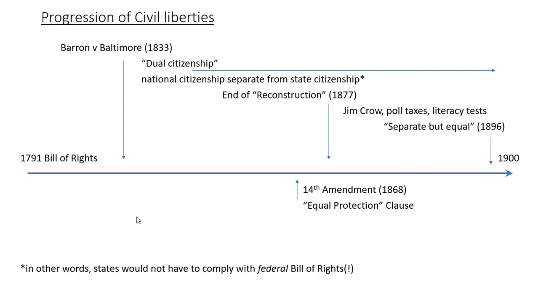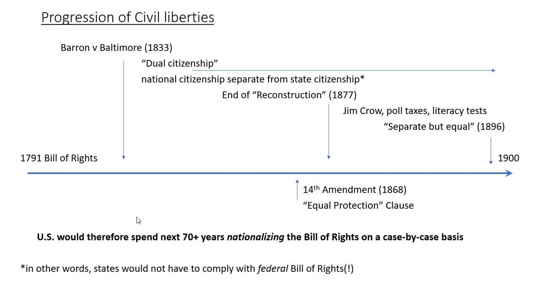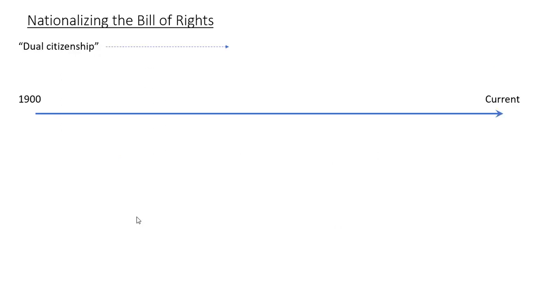As we move on into the next century, what the United States is going to progressively do is, on a case-by-case basis, nationalize the Bill of Rights, primarily by enforcing the Equal Protection Clause, where states would have to comply with the federal Bill of Rights. So now we move on into the 20th century to where dual citizenship is still the norm and discrimination rampant, particularly in the South. Jim Crow laws, separate but equal doctrine, literacy tests, and poll taxes. Now what we'll go through here is a case-by-case progression of how the Bill of Rights were nationalized by requiring the states to comply on a case-by-case basis.